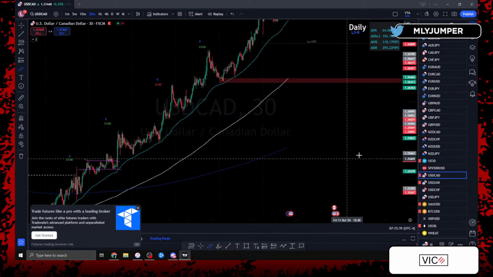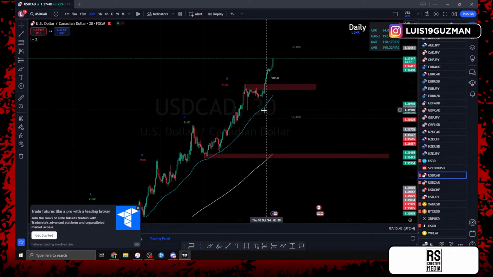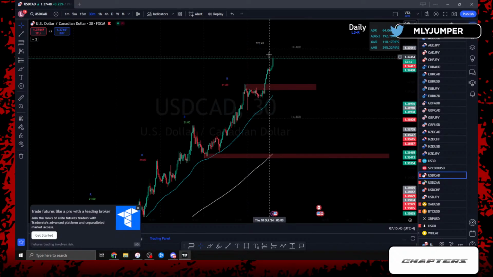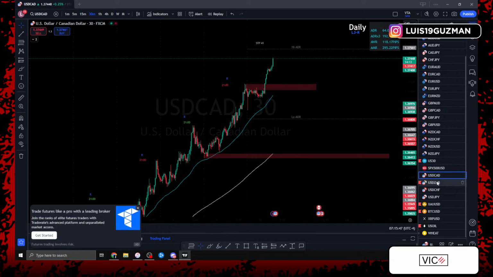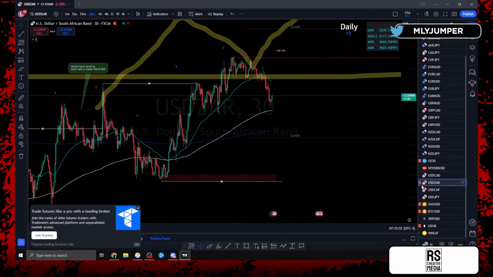USD CAD still continuing this uptrend push. Before I could take a trade, I need to see a higher low. I need to see a pullback. But STP and ADR for the day has already been hit as well for USD CAD. So not looking for anything there. USD ZAR very similar. I'm not really going to be looking to trade USD ZAR.